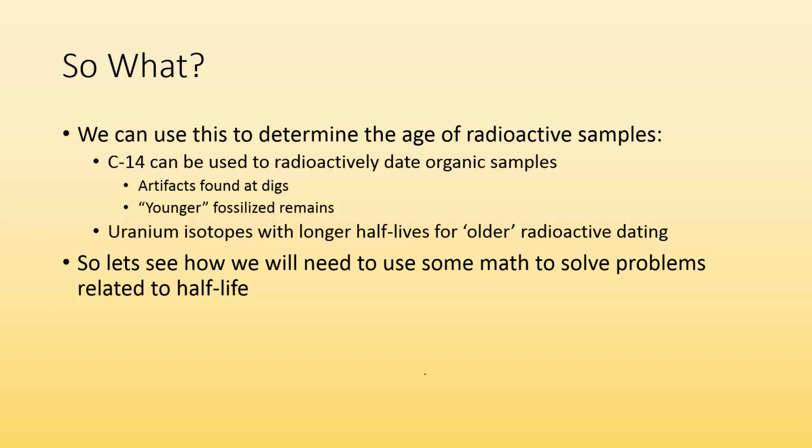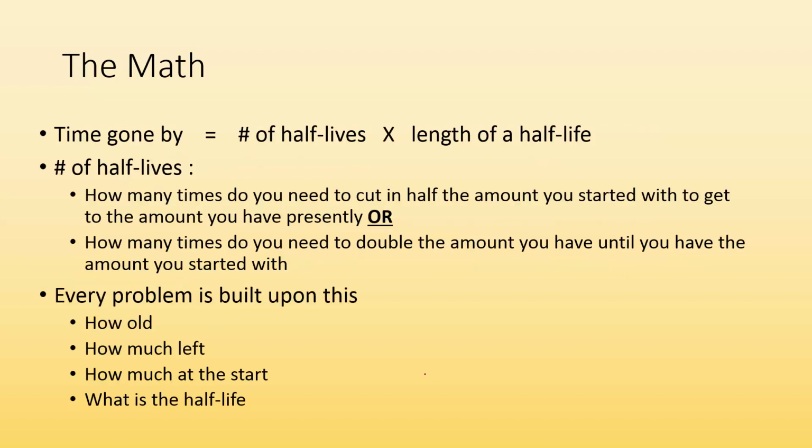So let's see examples of how we'll need to use some math to solve these problems. Well, first, let's talk about the math. All right, things that you need to know. The amount of time that's gone by is going to be equivalent to the number of half-lives that have gone by times the length of the half-life. This probably not mind-blowing, but it's worth stating. So if you want to know how much time has gone by, you got to look at how many half-lives there's been and times it by how long each one of those half-lives is.